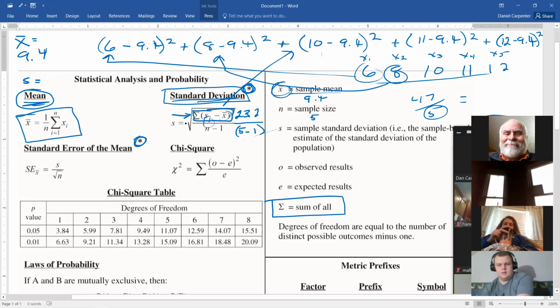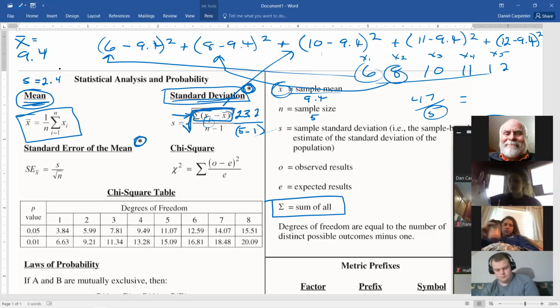Okay, yes, so we have the square root of the whole thing, that is correct. And 2.4? Yeah. All right, so mean 9.4, standard deviation 2.4. The fact that they both end with 0.4 is irrelevant. It just happened to luck out this way. There's no rule or indication that they have to do that.